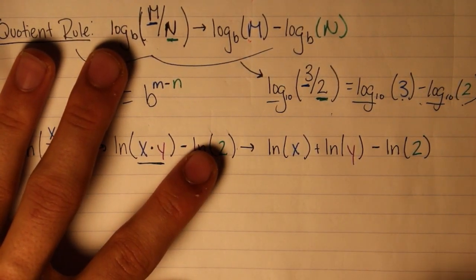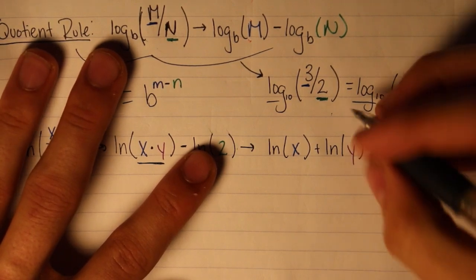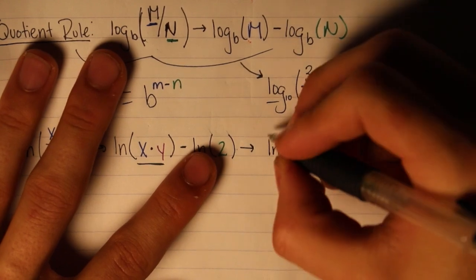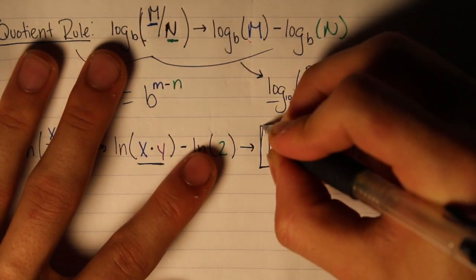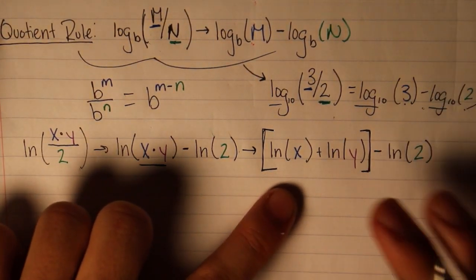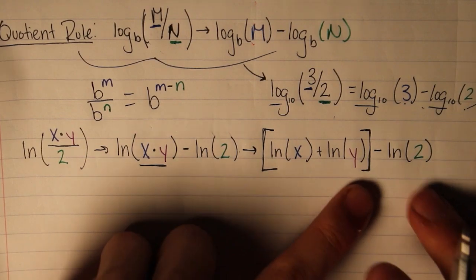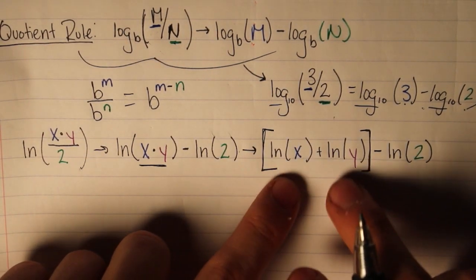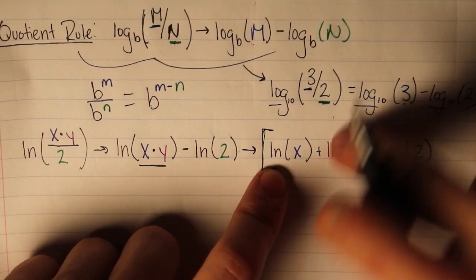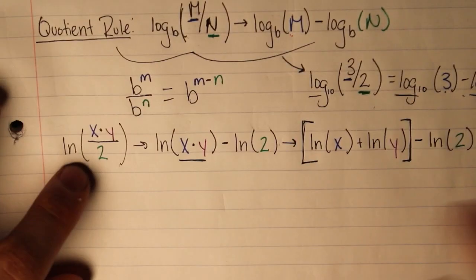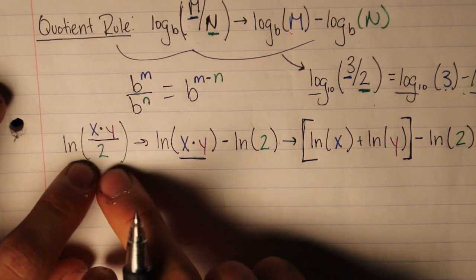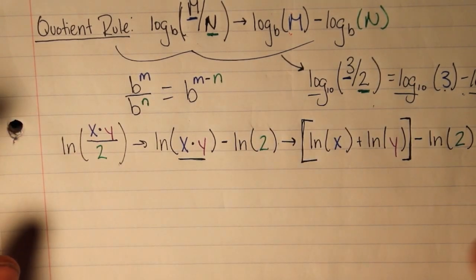But just to ensure that no one messes up, we're going to put brackets around our numerator. That way, if we give this problem to a random person, there's no way they're going to do ln y minus ln 2 first, because the brackets ensure that they do ln x plus ln y and then minus ln 2. Because in our original problem, we would have to do x times y first and then divide by 2. I hope that makes sense.